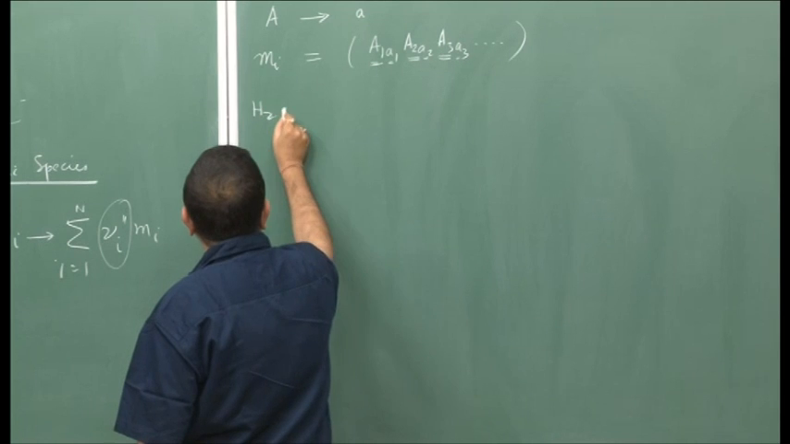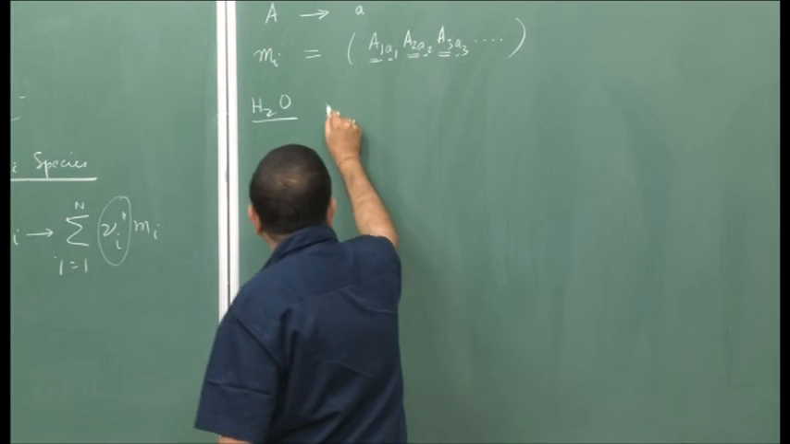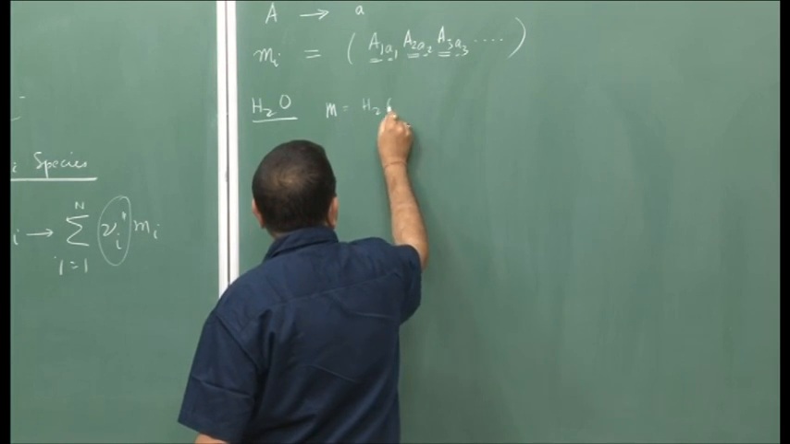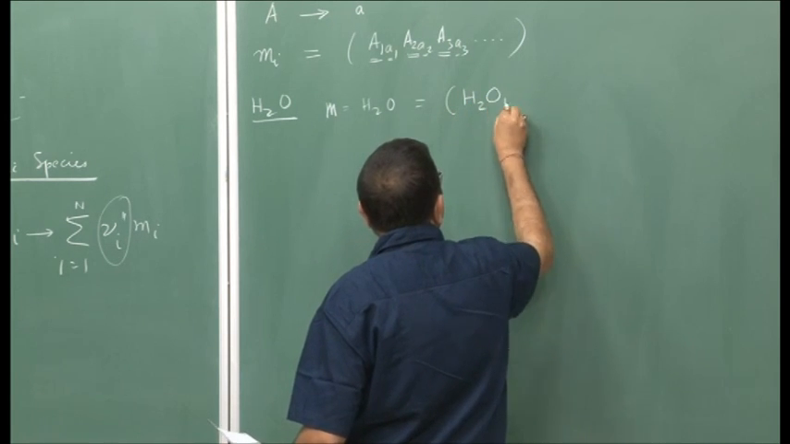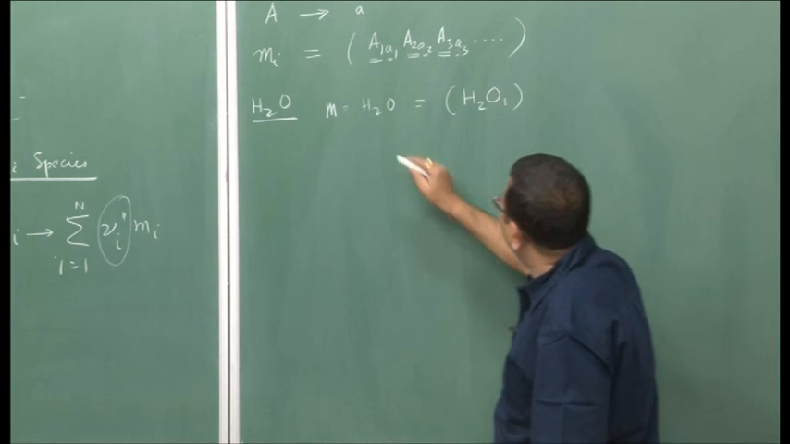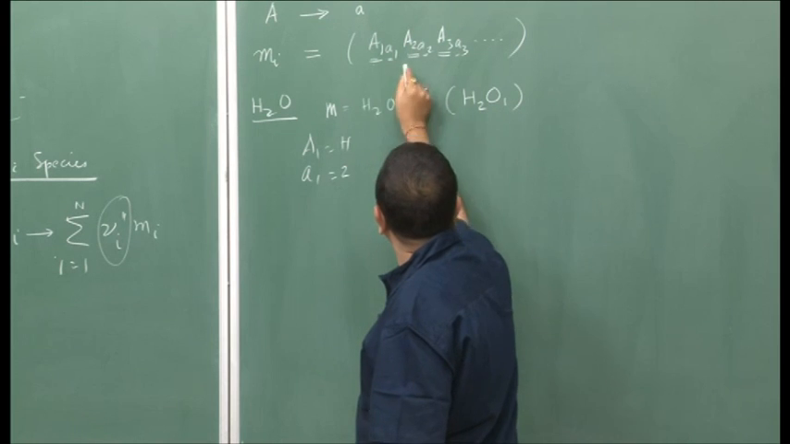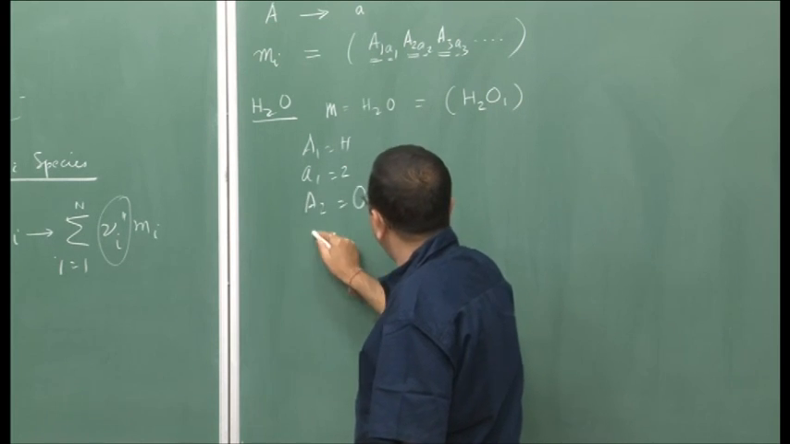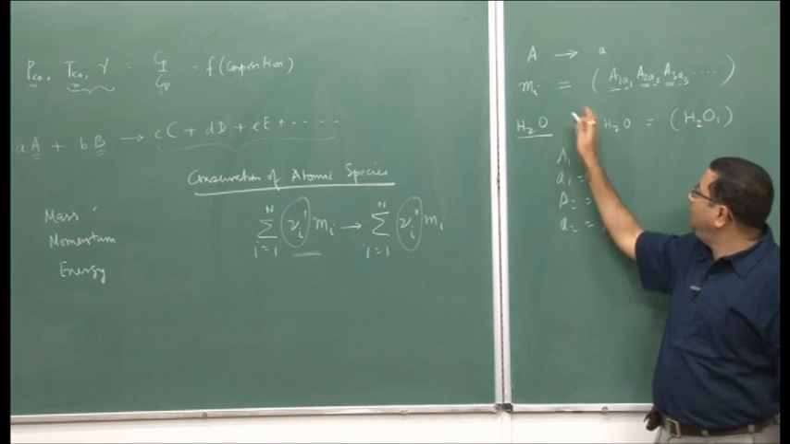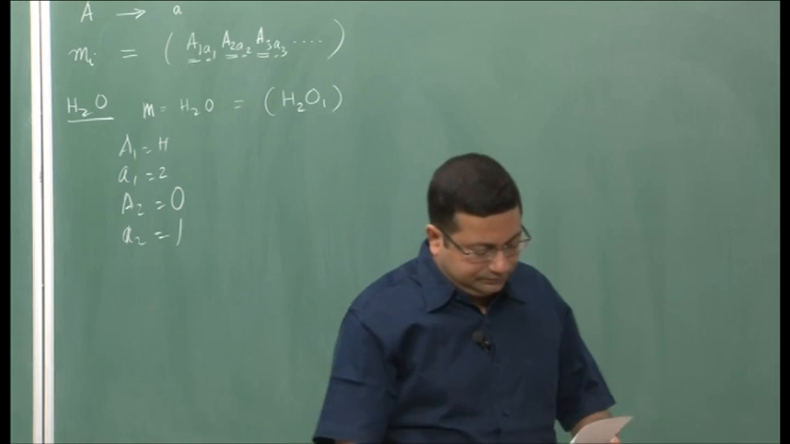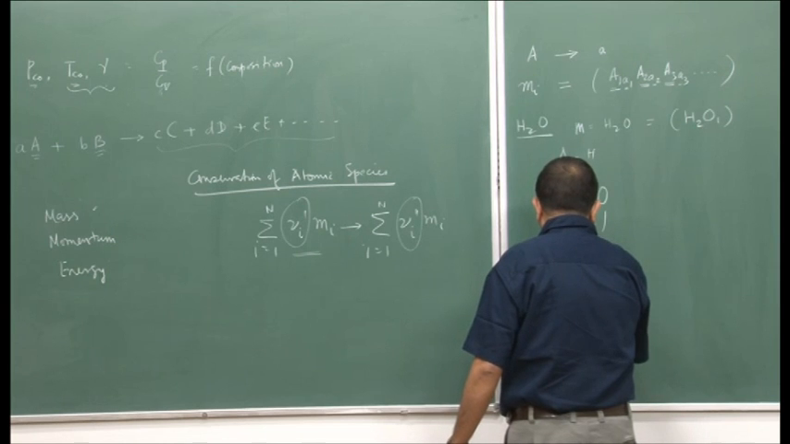If I consider my molecule to be water vapor H2O, then M here is H2O. It can be written as H2O1. So, here my A1 is H, small a1 is 2, A2 is O, small a2 is 1. So, that is the representation of my atomic species. Another example, let us look at ammonium perchlorate.